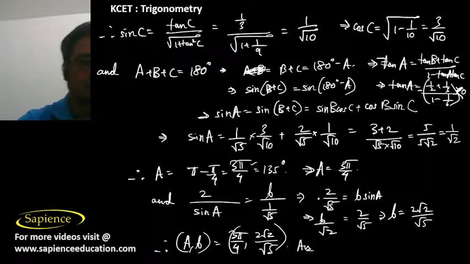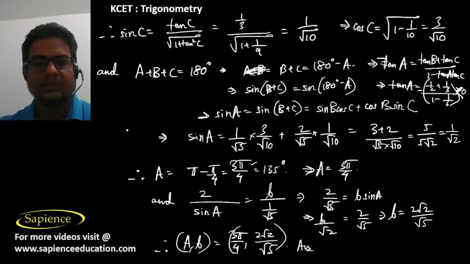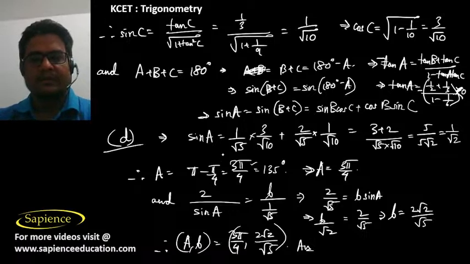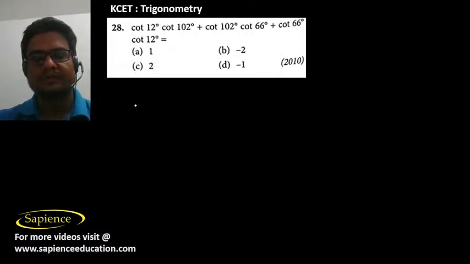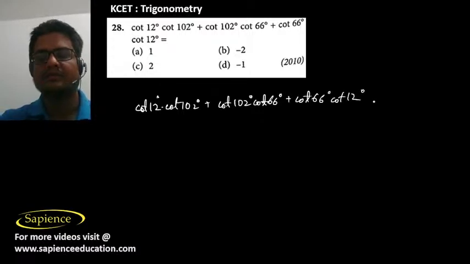So it means that option D is the correct answer. Option D is the correct answer here. Then in question number 28, it has been told that cot 12 degree into cot 102 degree plus cot 102 degree into cot 66 degree plus cot 66 degree into cot 12 degree, that is equal to how much?